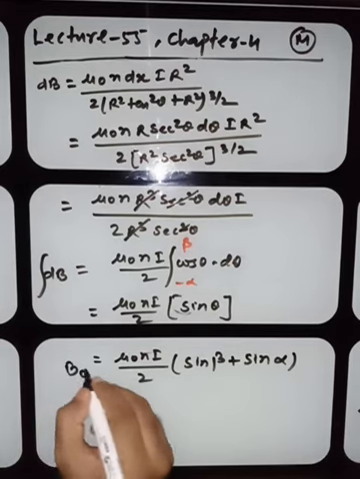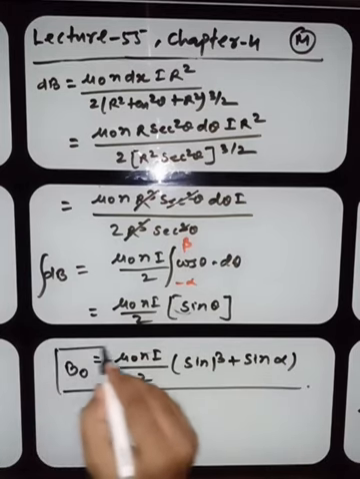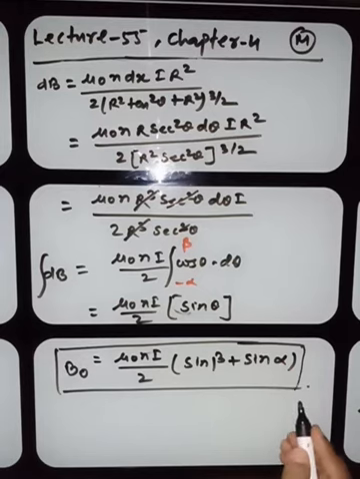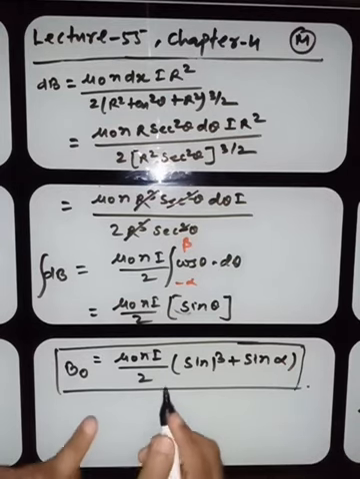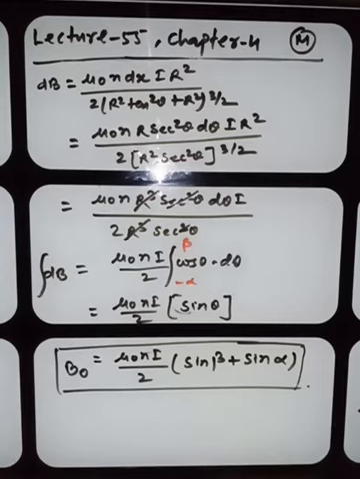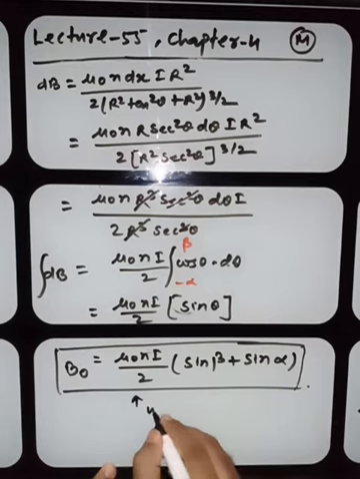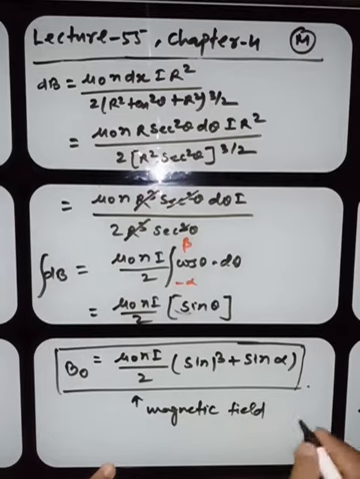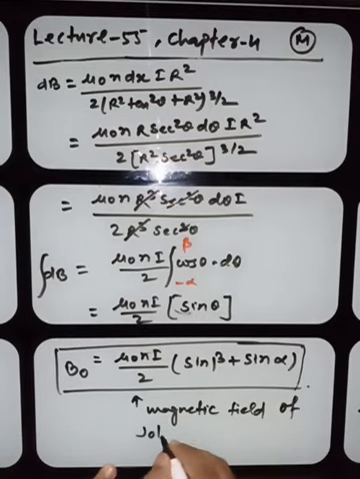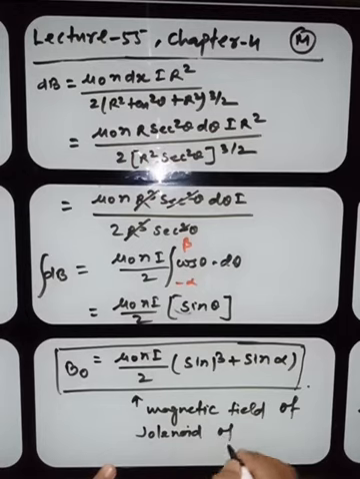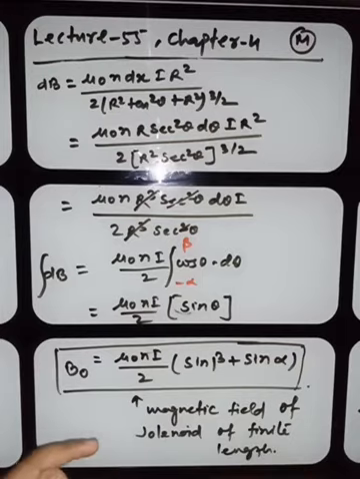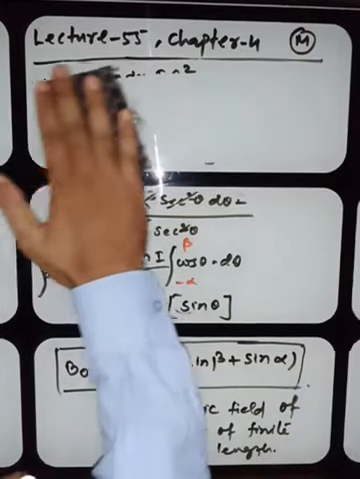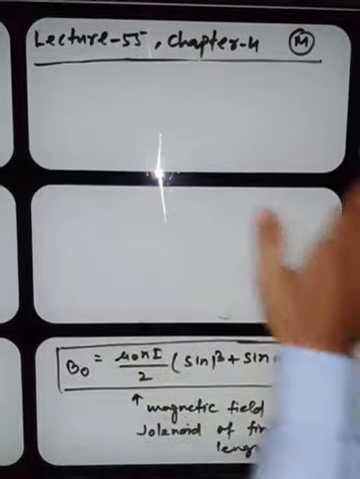This is the magnetic field at O, this is at the center. Remember, this is at the center of the solenoid, my dear student. And for which solenoid? For finite length. This is the magnetic field of a solenoid of finite length. Remember, finite length. Okay, now we discuss a few cases.